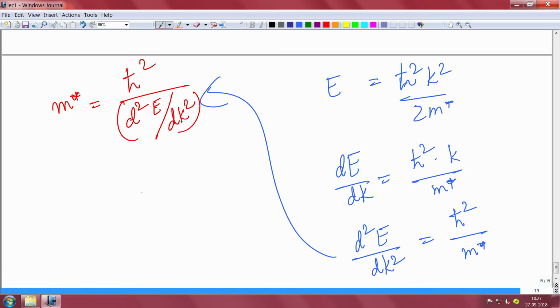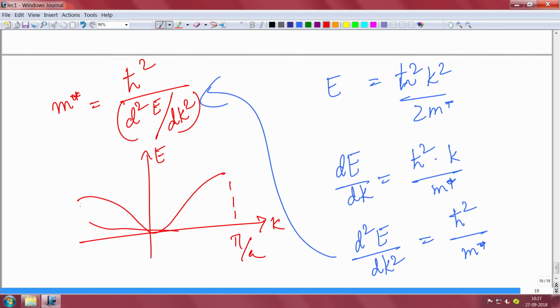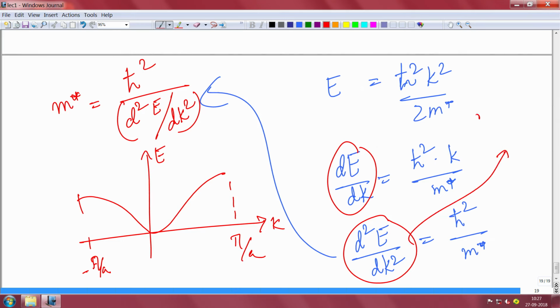So, what does it mean actually? If I take an E and k diagram, and I told you this looks like this, for example, this is pi by a, this is minus pi by a, of course this line does not exist. So, dE by dk is basically the slope, but d square E by dk square is called curvature. It is called the curvature of a plot or diagram. So, essentially h square, which is constant, divided by the curvature of the Ek diagram, that ratio gives you the effective mass.